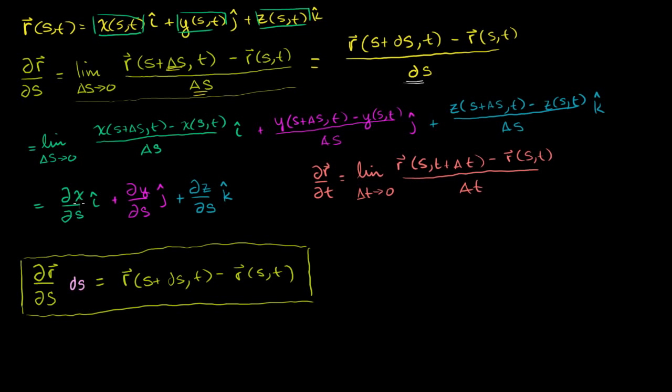This is equal to the partial of x with respect to t, i plus the partial of y with respect to t, j plus the partial of z with respect to t, k. Same exact thing. You just swap the s's and the t's. And by that same logic, if you do this pseudo-mathy thing that I did up here, you would get the partial of r with respect to t times a super small change in t, dt, or t differential, is equal to r of s, t plus dt minus r of s and t.